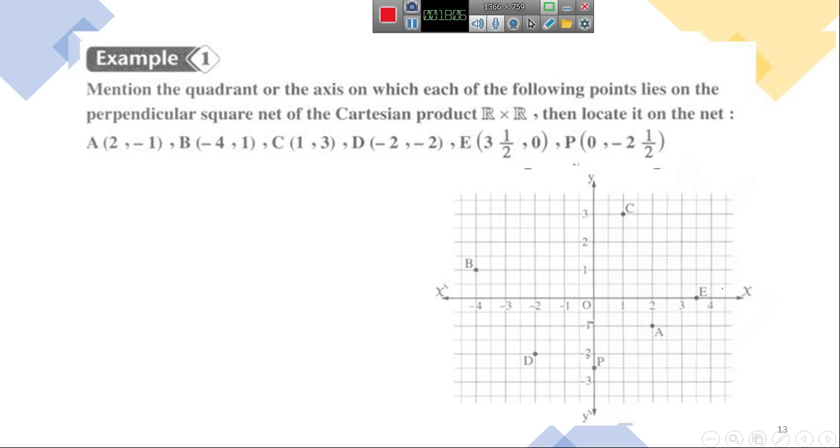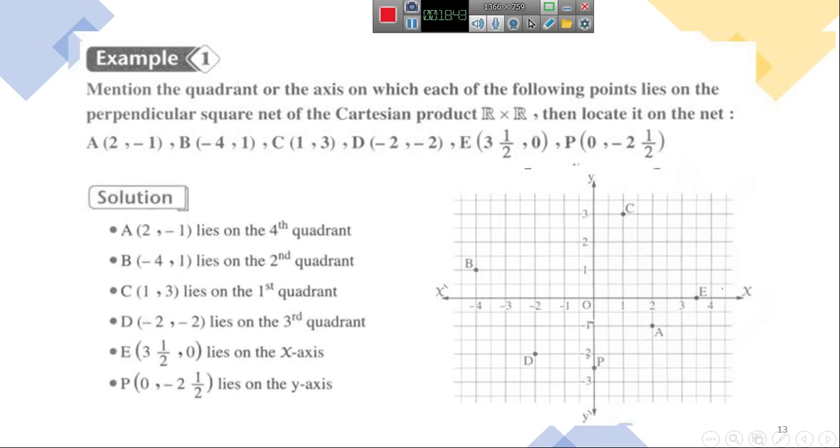But to represent point E, focus on this, guys. Point E is 3.5 units to the right, but 0 means y equals 0. That means we didn't move up or down. Then point E is located on the x-axis. For point P, we will not move to the right or left because x here is 0, but we will move down 2.5 units. Then point P lies on the y-axis.